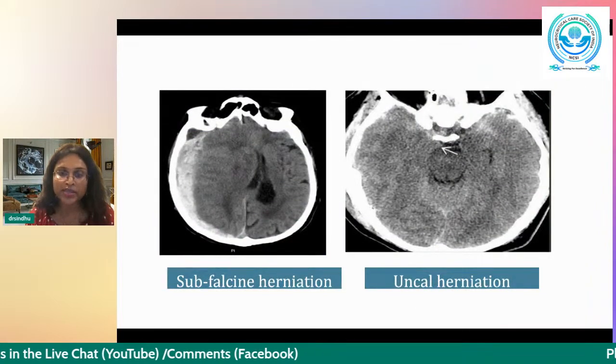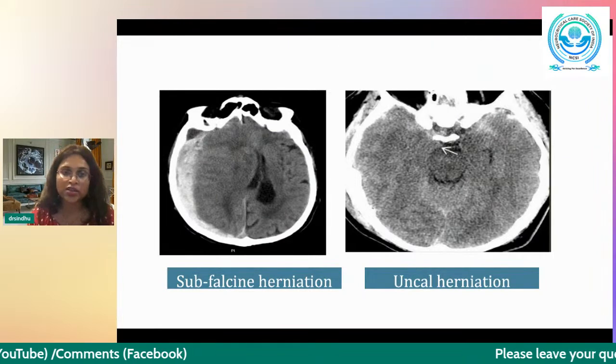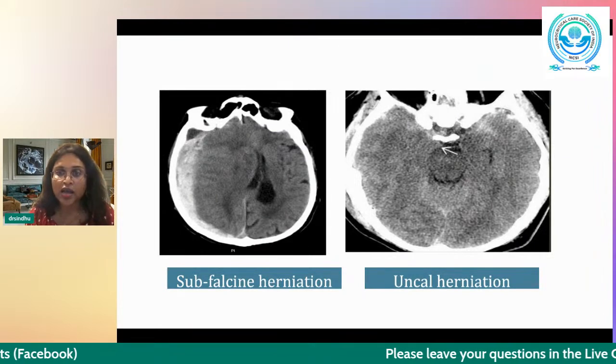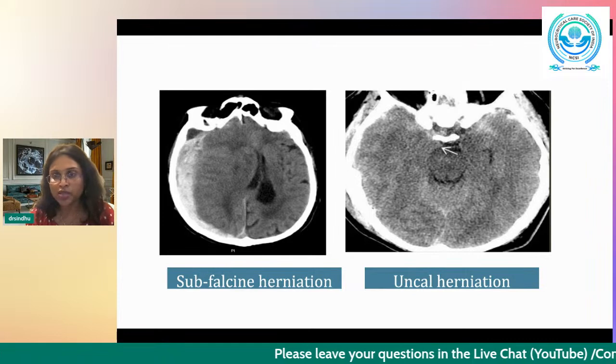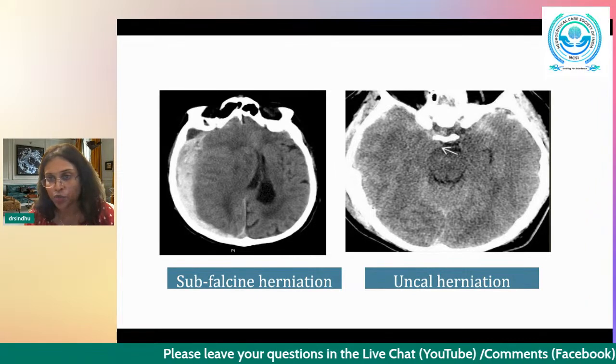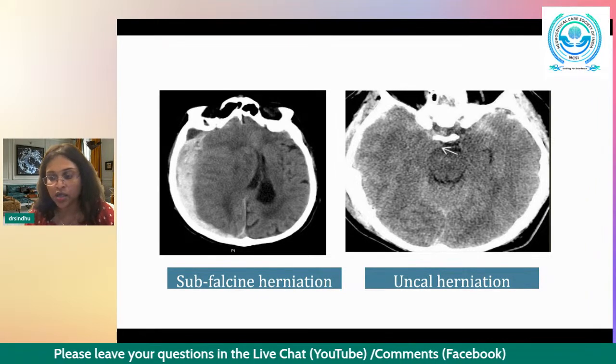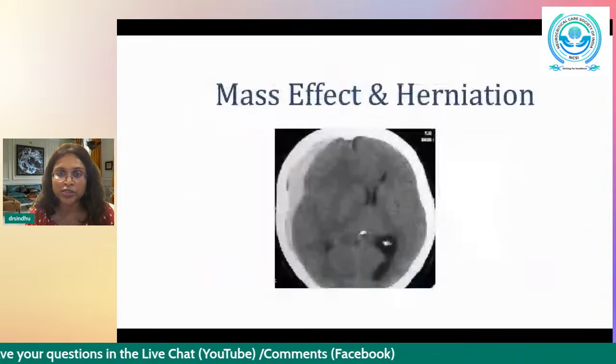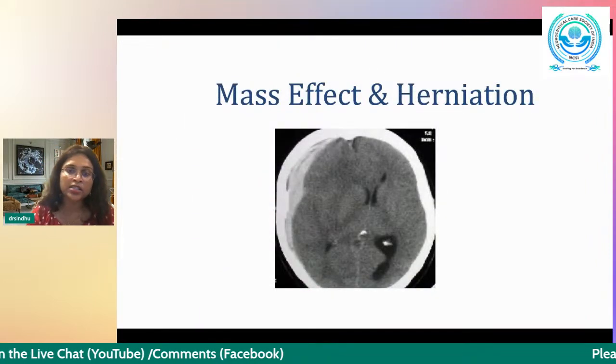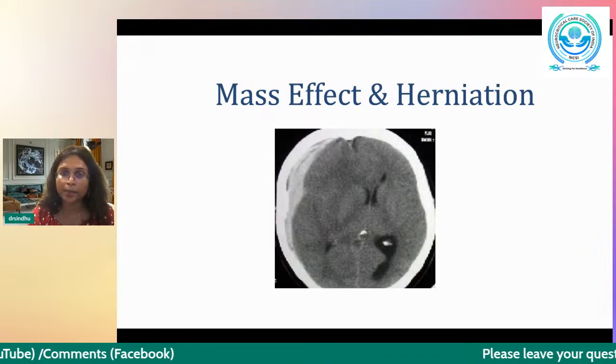So these are some images showing subfalcine herniation. As you can see, the falx is moved to the opposite side. Uncus is a part of the temporal lobe. So you can see that the ipsilateral temporal lobe has got effaced, and the uncus is pushing medially. There's a transtentorial herniation. And this is the mass effect, where you can see that the midline has been completely shifted.